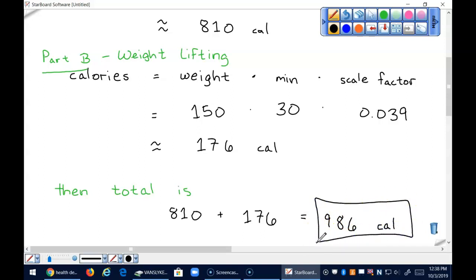Do you want us to round up? I want you to round sensibly. Good segue. I was just about to talk about it. So, do we think he actually burned exactly 986 calories? No. The scale factors themselves were suspiciously accurate. And he's certainly not running exactly the same way in the entire hour, and so on and so forth.